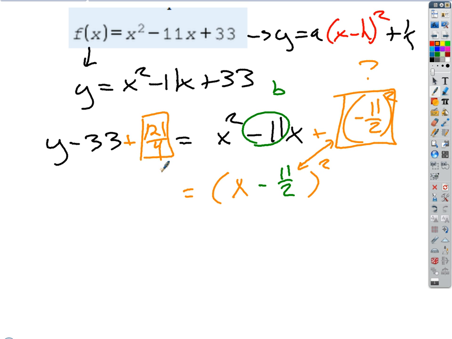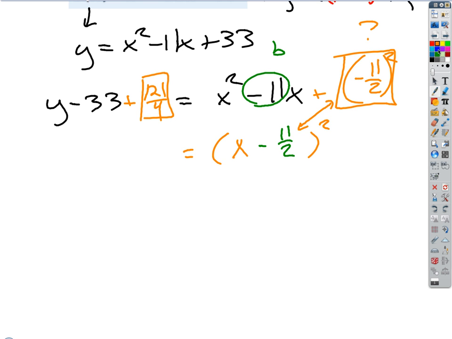And so all this stuff just collapses into this perfect square on the right side. On the left side, meanwhile, let's just see what we've got. We've got a y minus 33 plus this fraction, so I'll just combine those numbers into one fraction. Okay, so what's that gonna look like? Let's put the positive one first, y plus 121 fourths minus 33 over 1.